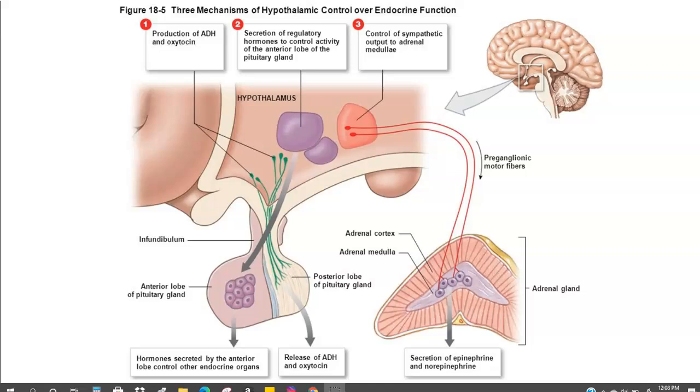For lab, I'm not going to ask you to be able to label those, but you may need to know it for lecture. But you do not need to be able to identify those 2 nuclei for lab.